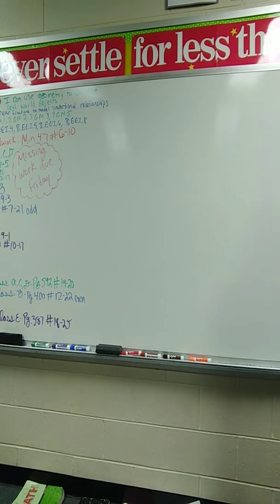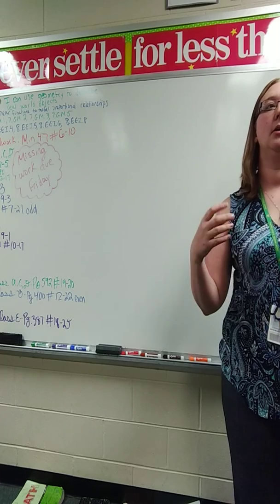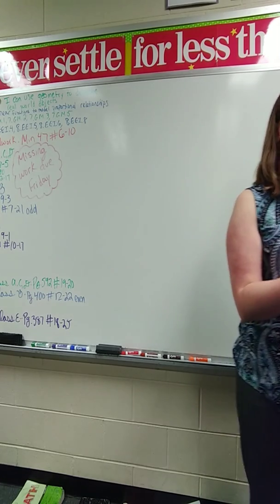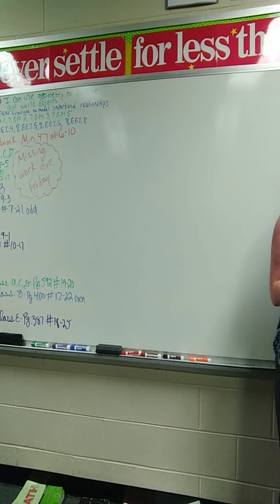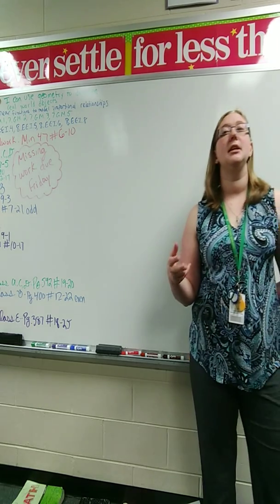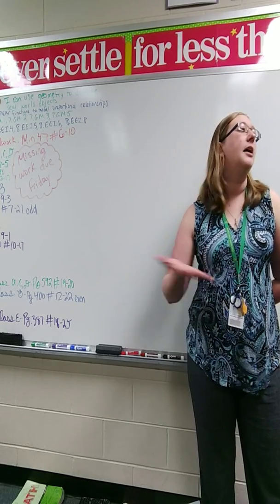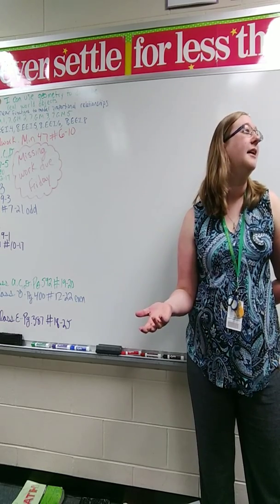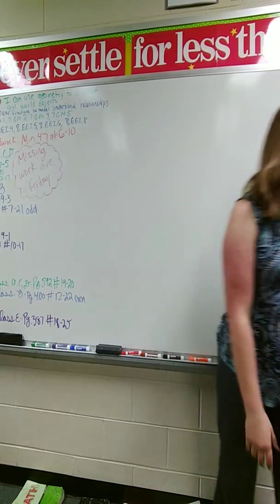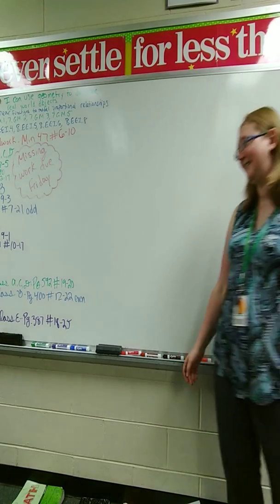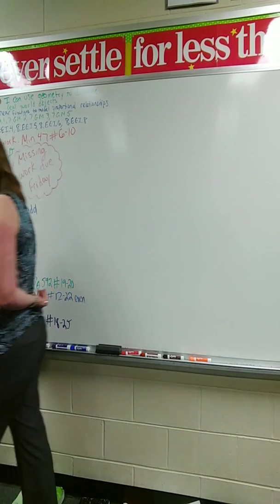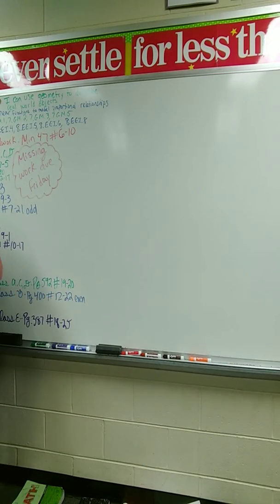You can't perform the same operations to the same number and get two different answers. Mathematically, that doesn't work. If that happens, then you did something wrong, correct? So we know that doesn't work. We can't have the same domain have different range values. It's not a function.